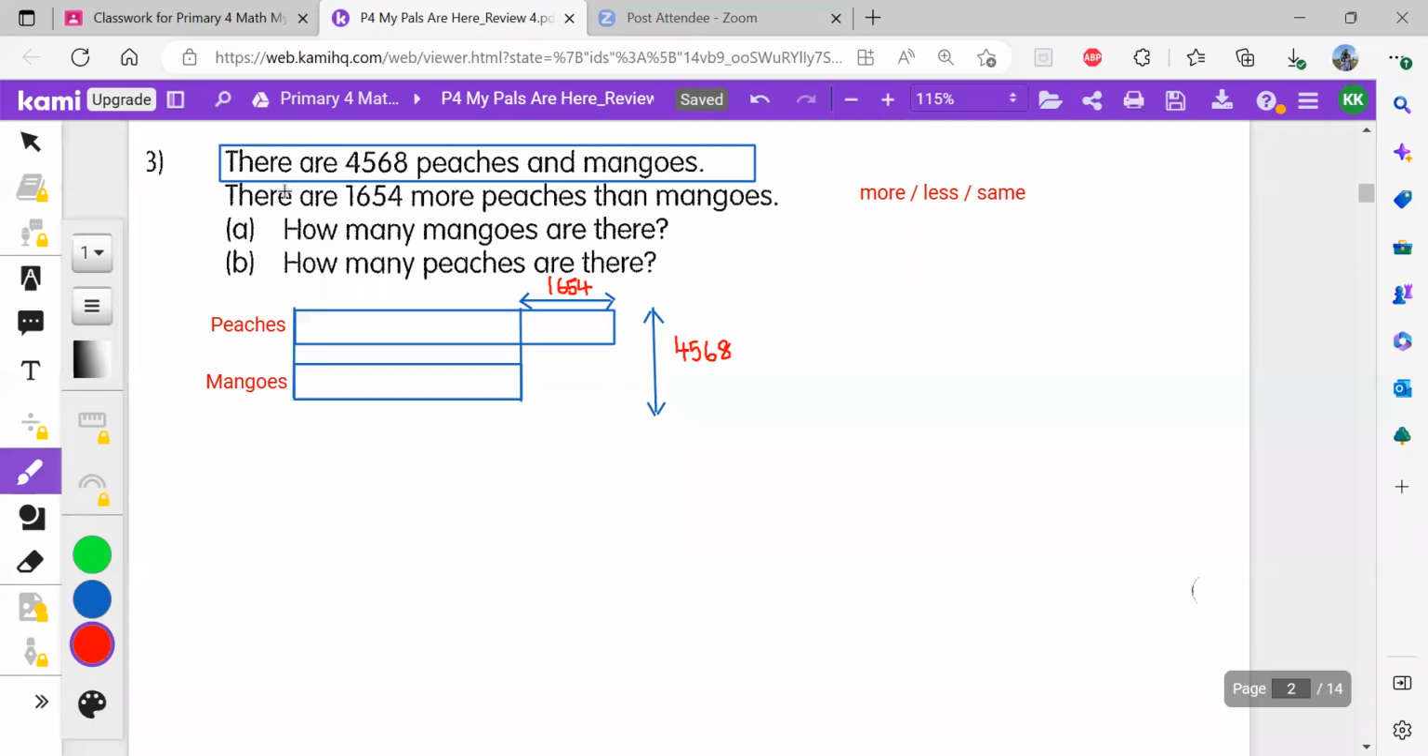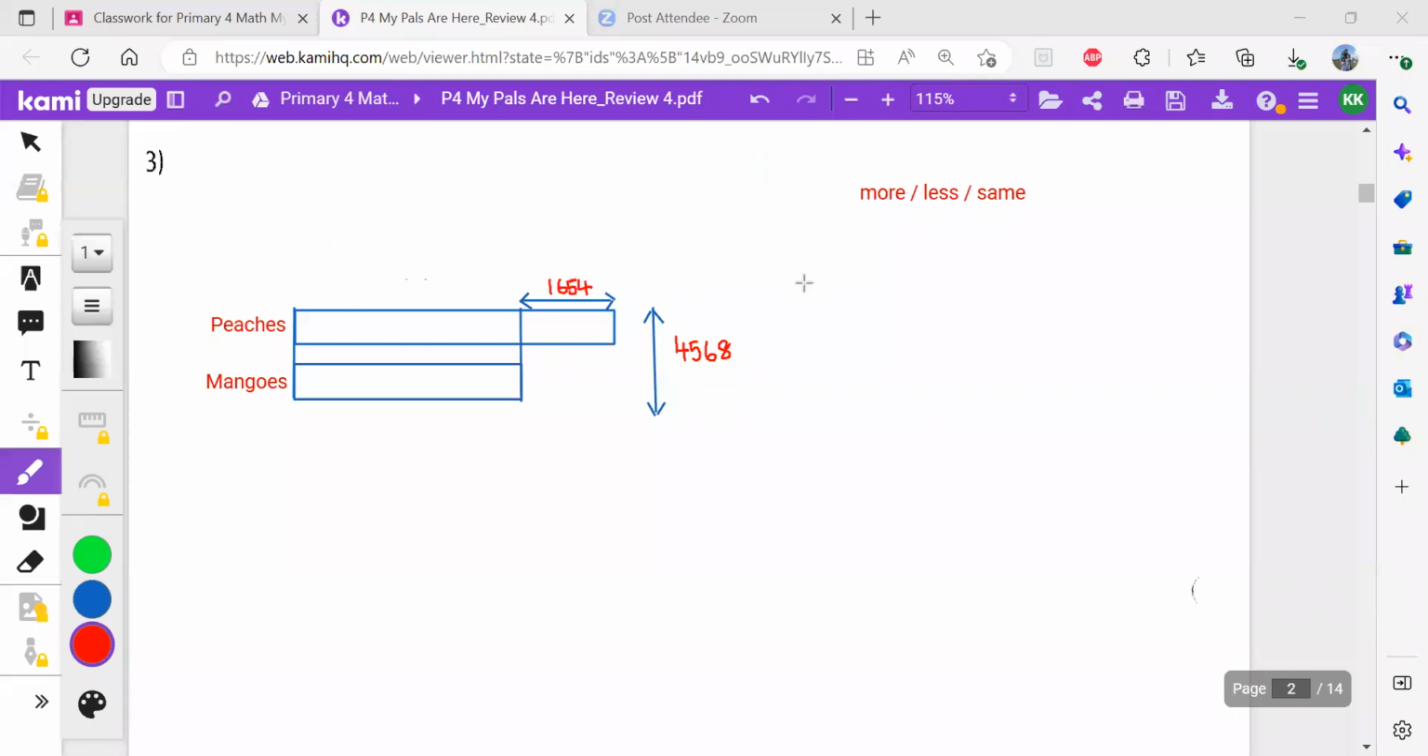Now I'm going to just look at the model I've drawn, ignoring everything else. We'll just stare at the model. Is there any information I can find looking at this model? Yes, there is. If I know the whole thing is 4,568, and I know that this extra part is 1,654, I can find each of these boxes. I'm just going to call each box 1 unit.